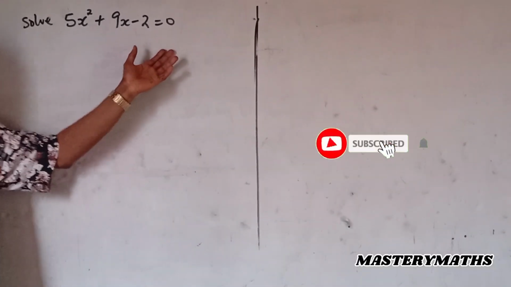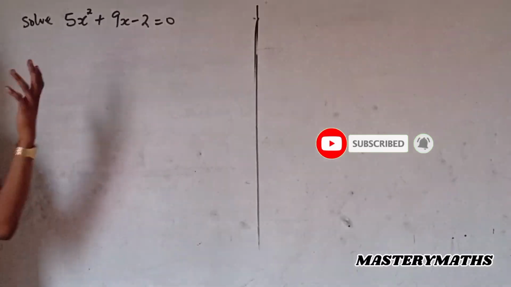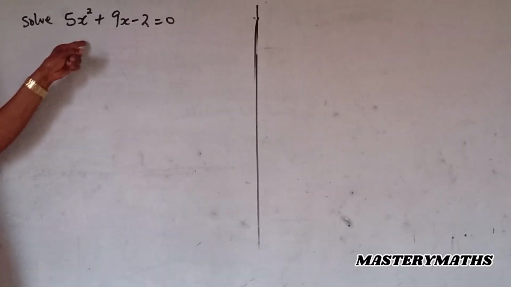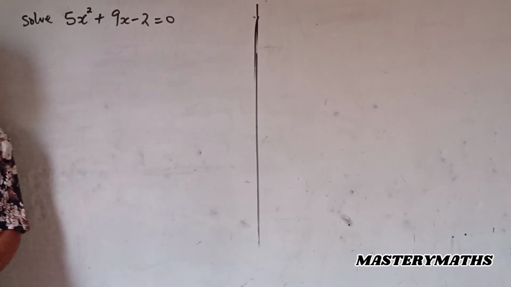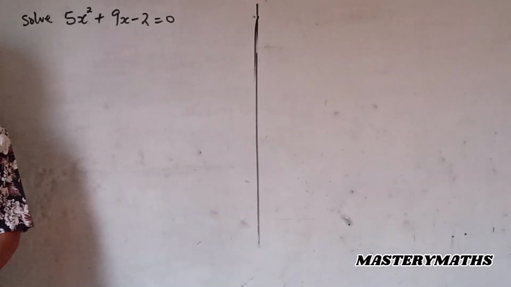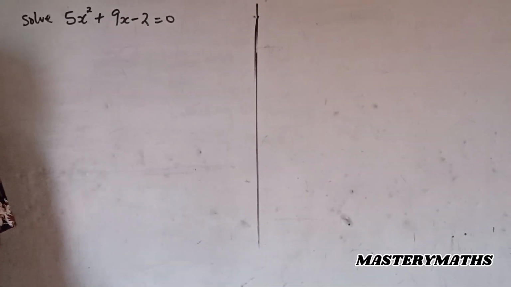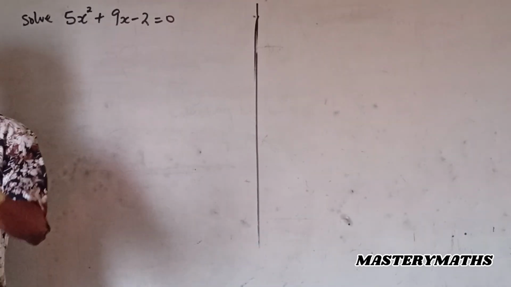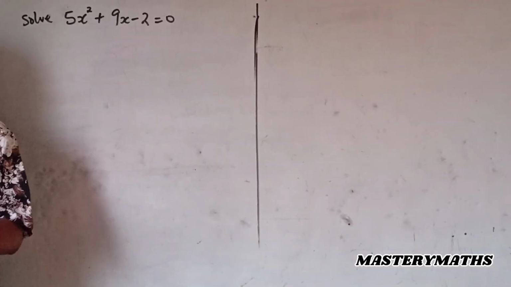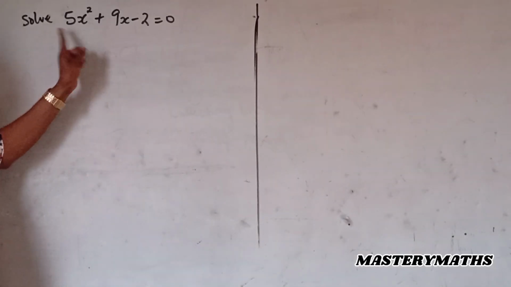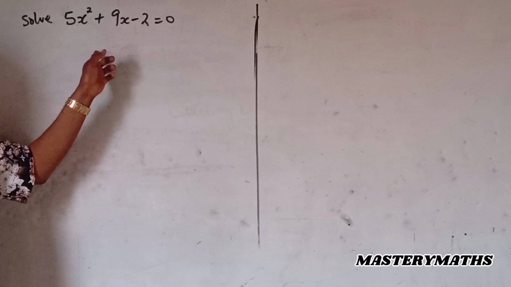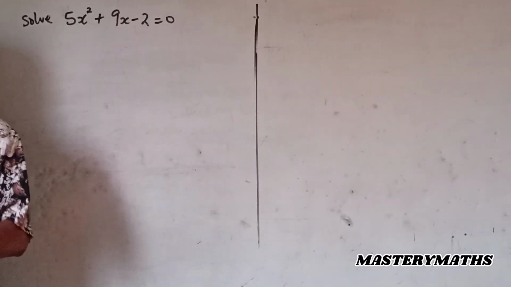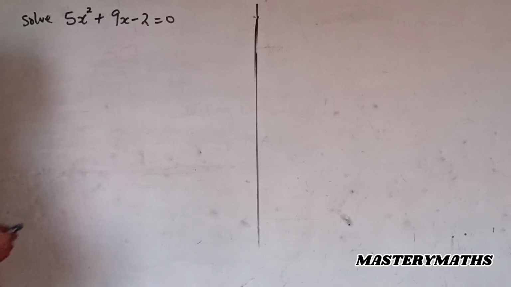On the board, you have a quadratic equation: solve 5x squared plus 9x minus 2 equals 0. There are some quadratic equations that are not factorizable, and the only solution in solving such a question is by using the formula method. So the only option in solving this, which is not factorizable, is by using the formula method. And what is the formula method?